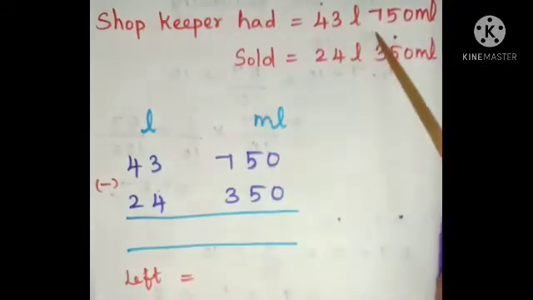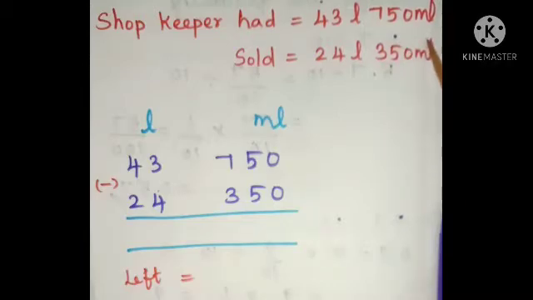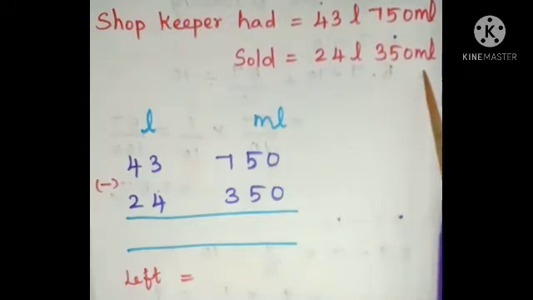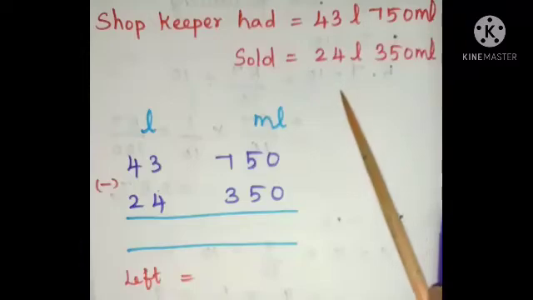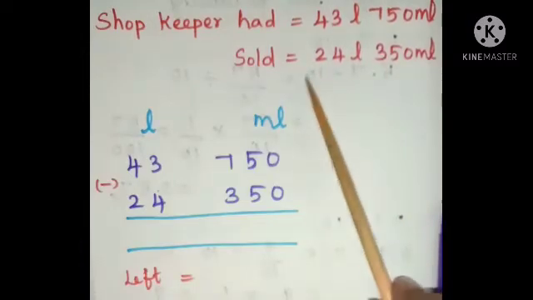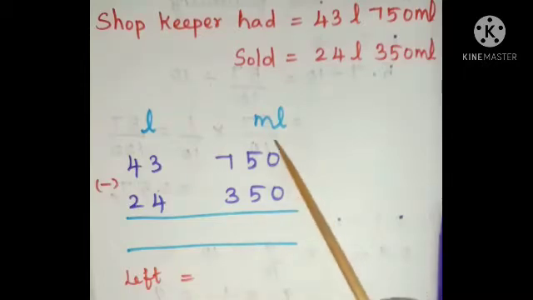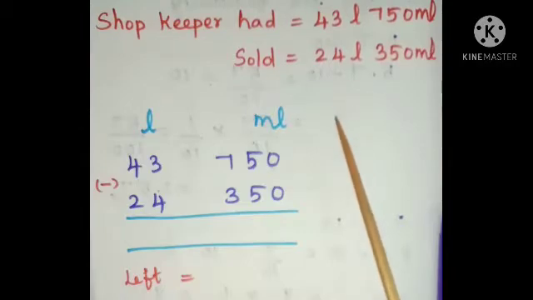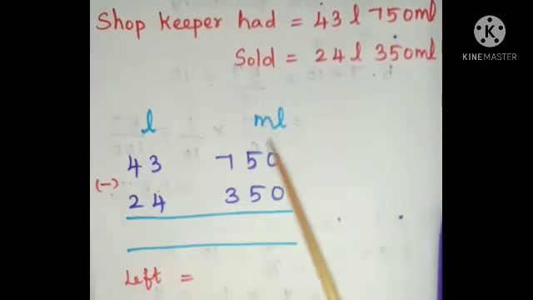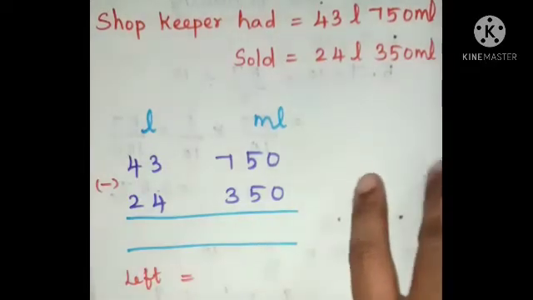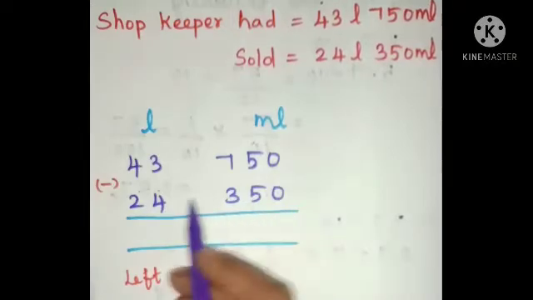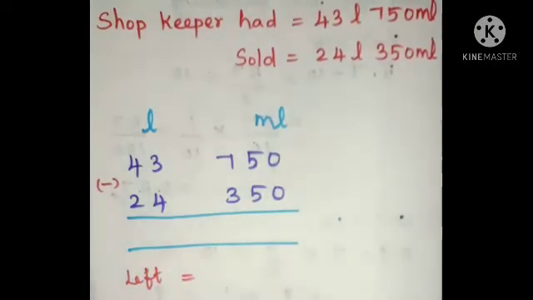Shopkeeper had 43 liters 750 milliliters of groundnut oil. He sold 24 liters 350 milliliters. Now, how much oil was left with him? After selling the oil, how much oil was left with him? For that, left is the keyword of difference, of subtraction. So children, in this problem we are going to subtract the given values. So 43 liters 750 milliliters, 24 liters 350 milliliters.